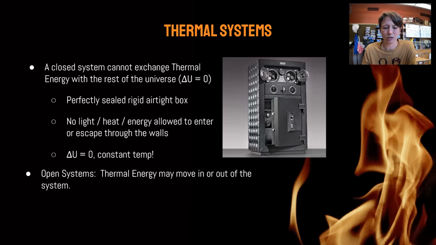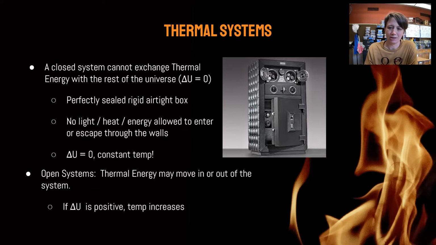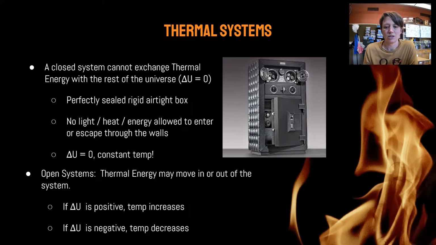Open systems are much more common, of course, and that means that thermal energy can be moving in or out of the system, either via mass that's coming in or out, which is less common, or the temperature of the system is changing. And if the delta U for my system is positive, that means the temperature of the system is increasing. And of course, if delta U is negative, that means the temperature of the system is going to be decreasing.